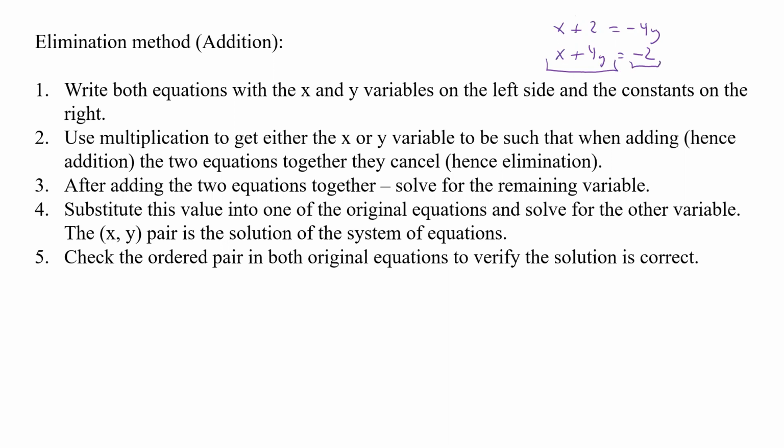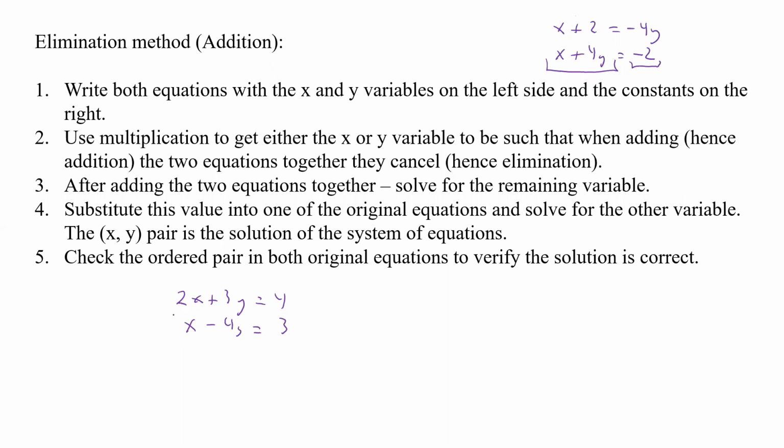Then we're going to use some multiplication factor to get either the x or the y variable to be such that when we add the two equations together, hence the adding, the two equations cancel, hence the elimination. And so what that means is, say we had 2x plus 3y equals 4, and then an x minus 4y equals 3. Well, we're going to multiply one of these equations by a factor, so when we add, they eliminate.